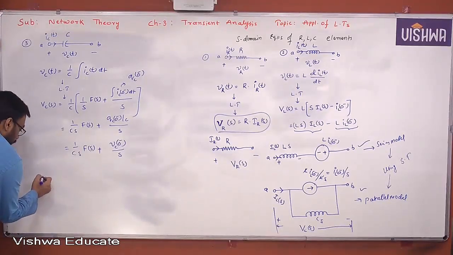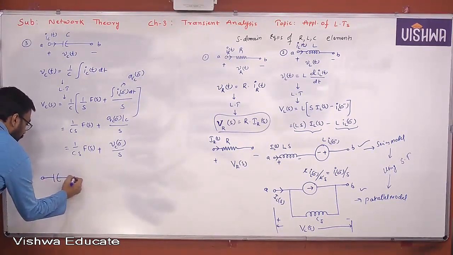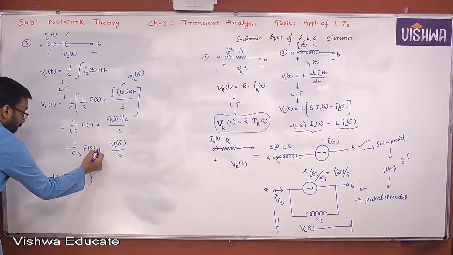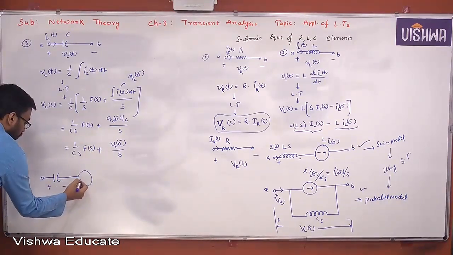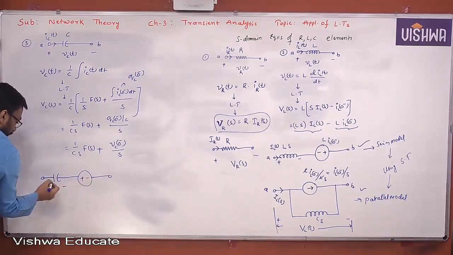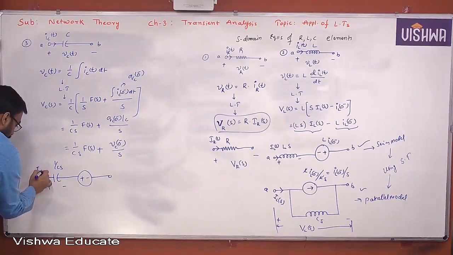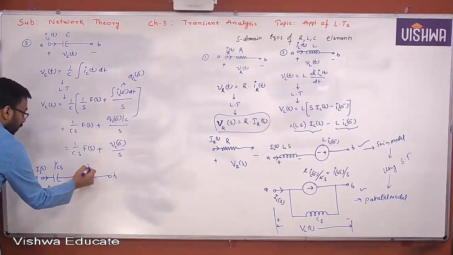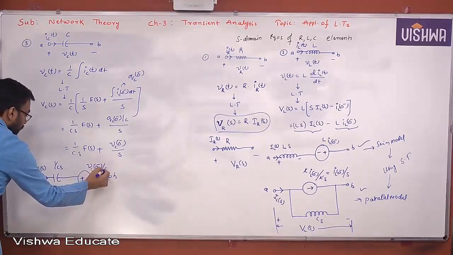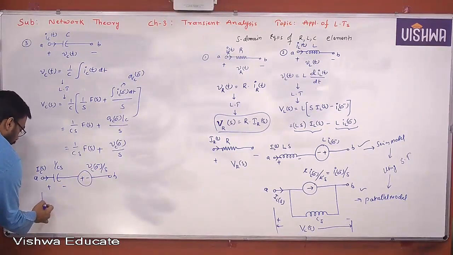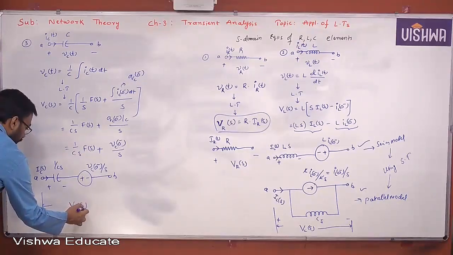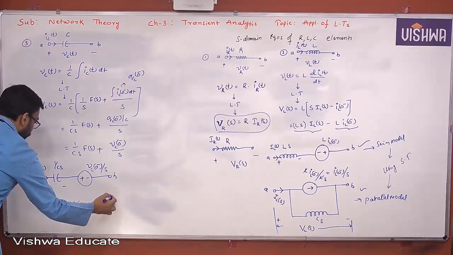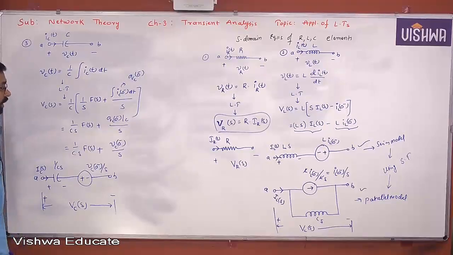Now once again here I take the series model, but the polarities must be same because I am getting positive sign. If this is plus minus, this should also be plus minus. Definitely this is plus minus because 1 by CS. And what is the current actually here? IC of S. Yes or no? This is A, this is B. And what is this value? VC of 0 minus by S. And this total is VC of S. This is minus sign, this is plus sign. That's it. This is a series model.